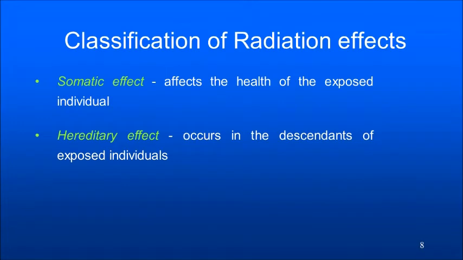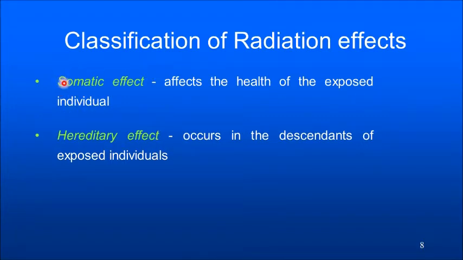Radiation effect can be classified in two different ways. One is depending on the type of tissue that is getting affected. The other one is depending on the type of effect that happens. In the first one, it is classified as somatic effect and hereditary effect, otherwise called the genetic effect.